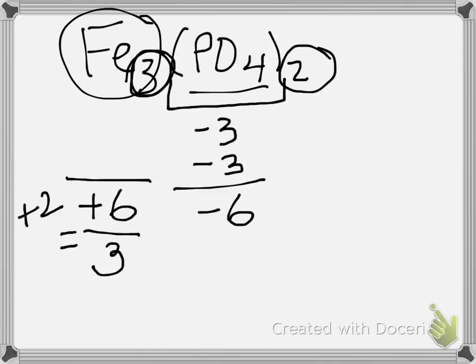So again, stock system first because it uses the Roman numerals. This is iron 2 phosphate.